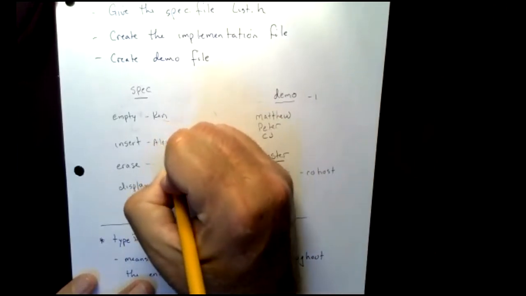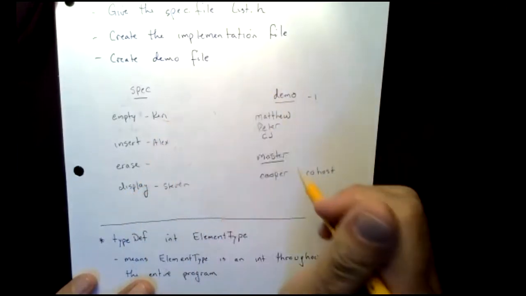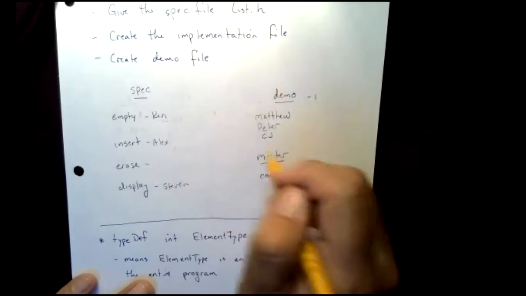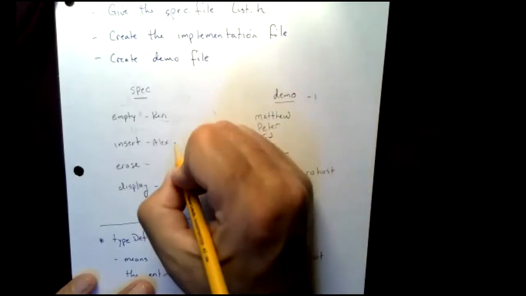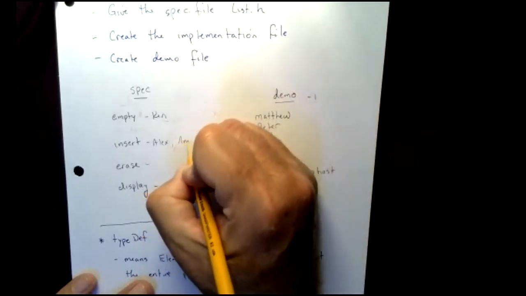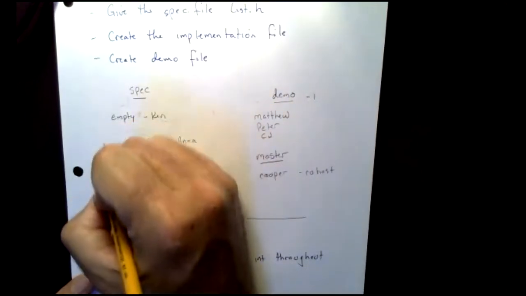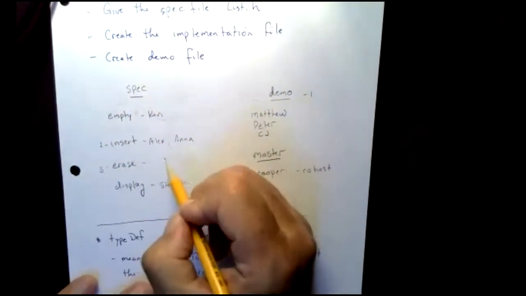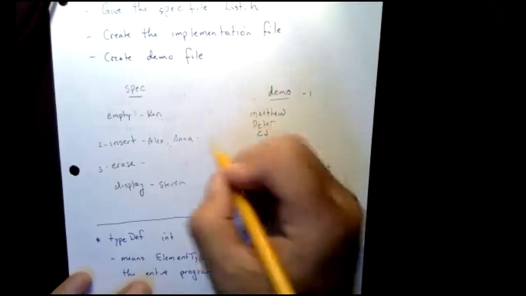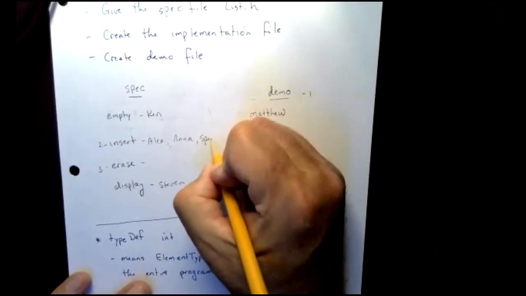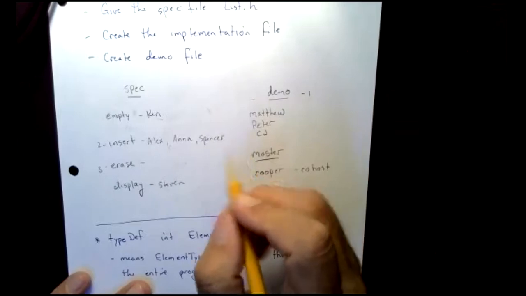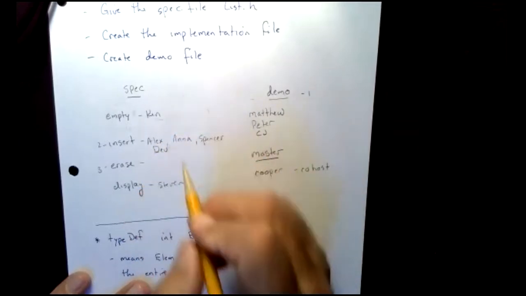Alex, insert. Do we have a Peter? Yes, we have a Peter. We have a CJ. We have a Ken. Anna, you're going to work in insert as well. This is going to be breakout room 2. I'll create that in a minute. Who else do we have? Spencer, you're on insert. Dev, you're going to be on insert.